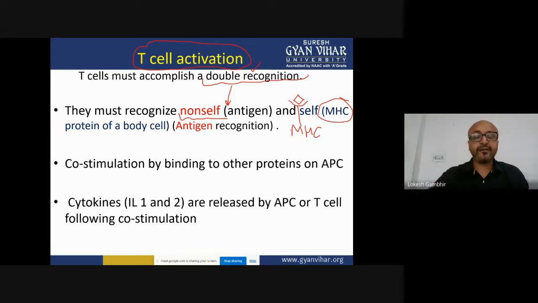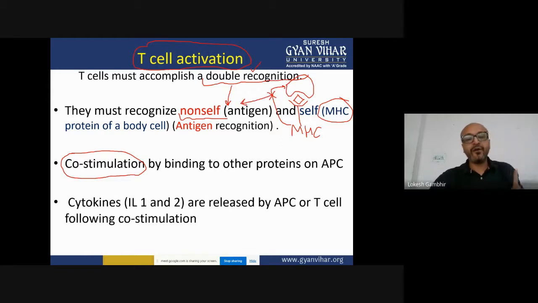So that should not happen. For that, there is another receptor that works simultaneously, and that process is called co-stimulation. Even if the T cells are binding to this particular part, there is an additional receptor that is required to activate this, and this co-stimulation will only be activated in case of non-self antigen and never in case of self antigen. That is the way we go for recognition.